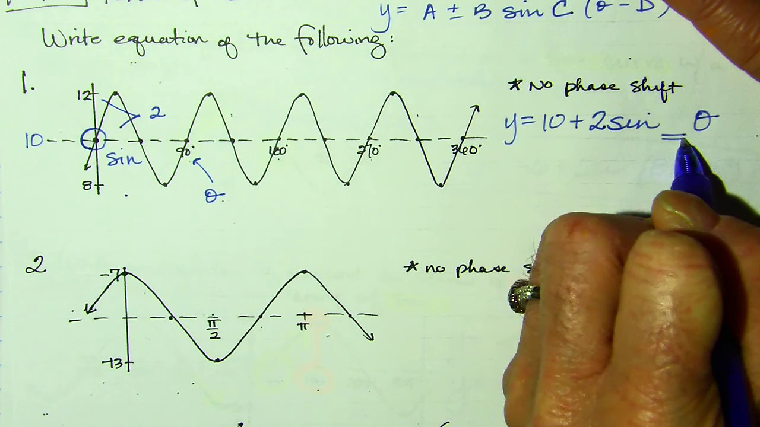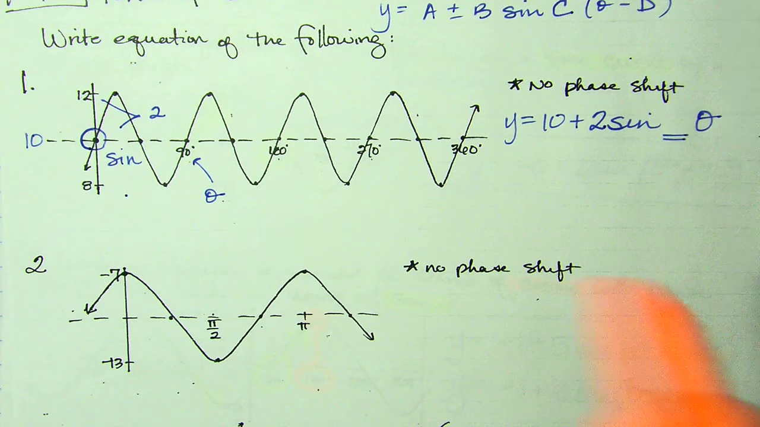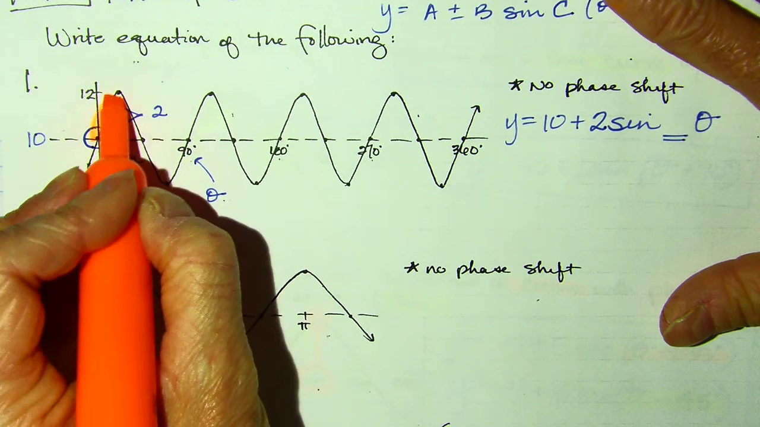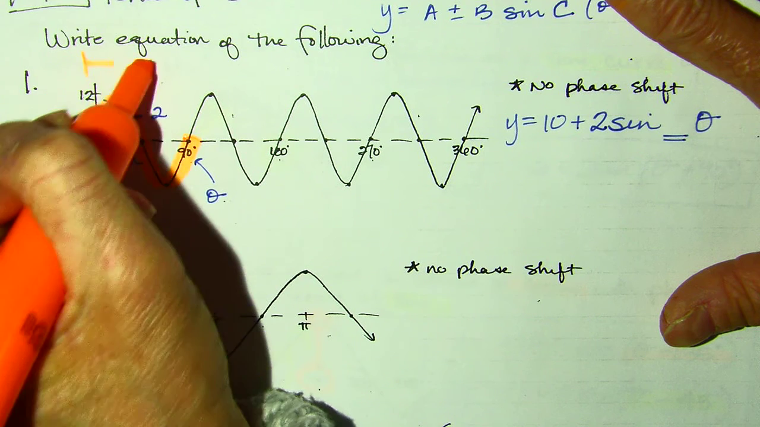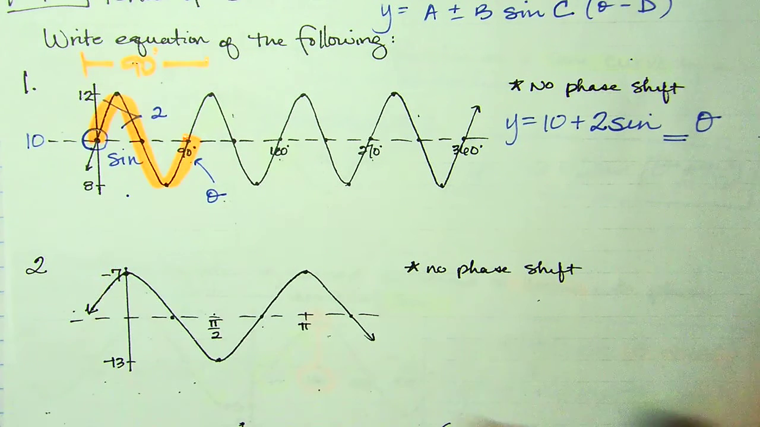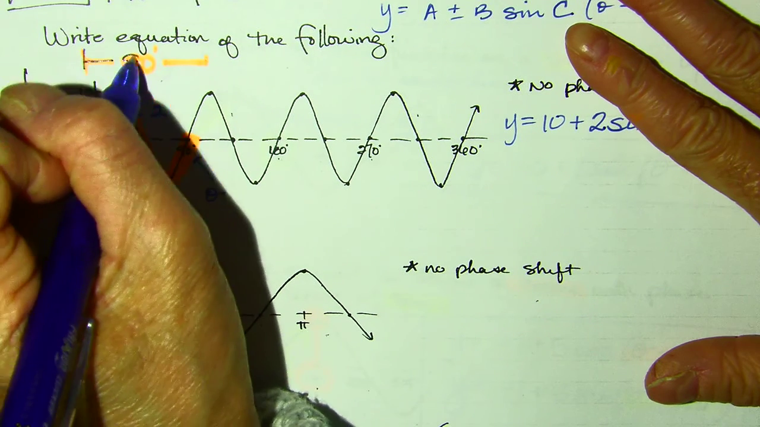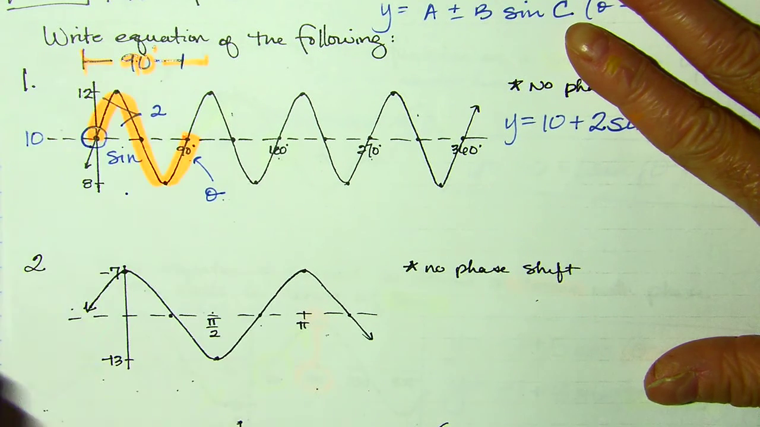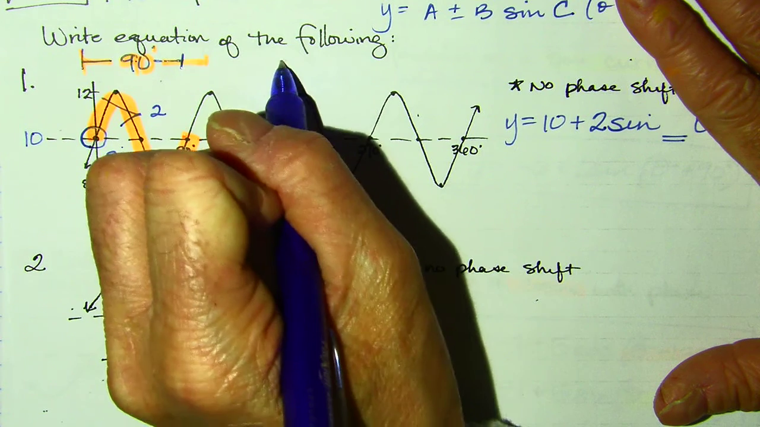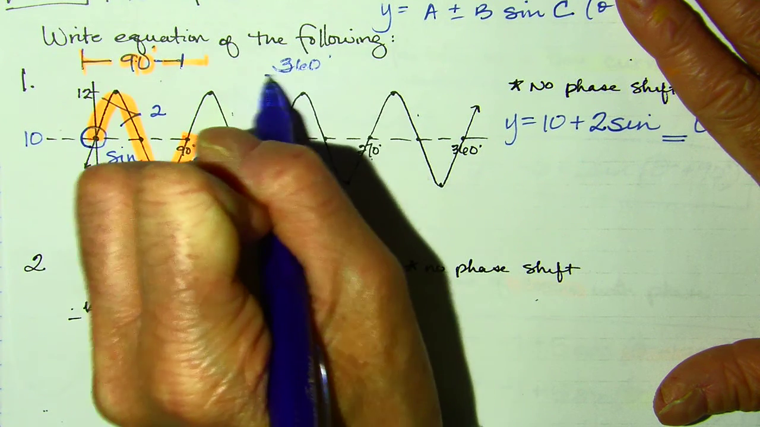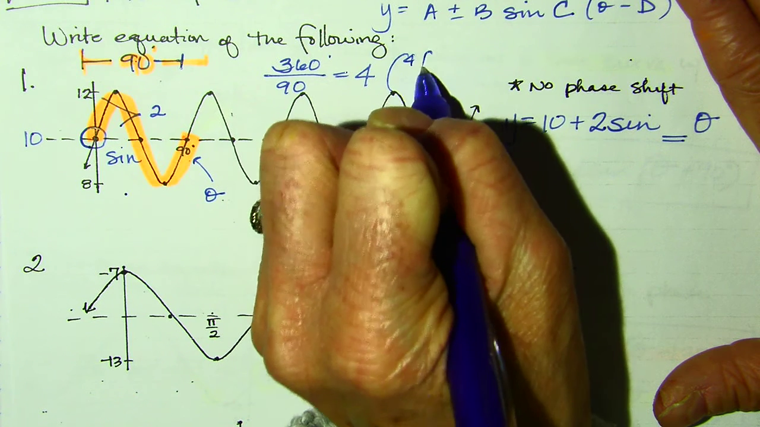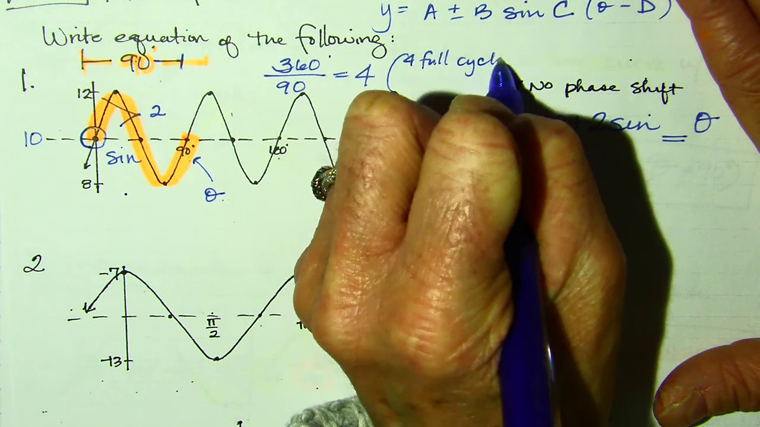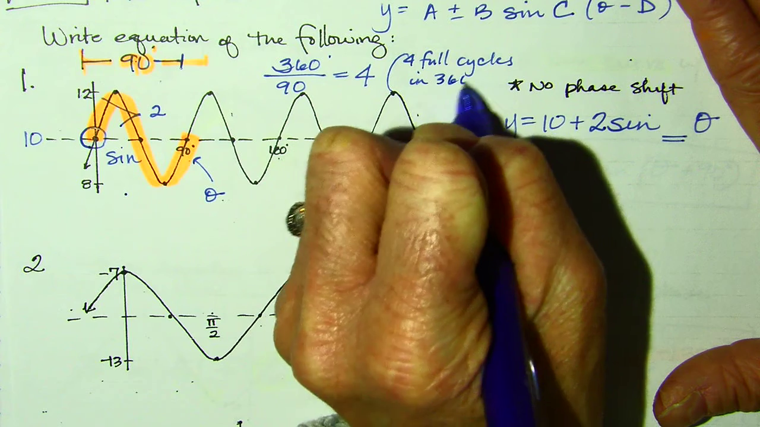My period is going to go right here. So let's look at a full cycle. From center line, I need to include one peak and one valley. So notice I have a full cycle in 90 degrees. So from here to here, 90 degrees. So I would take 360 degrees and divide it by 90, and that gives me 4. That means there are 4 full cycles in 360 degrees.